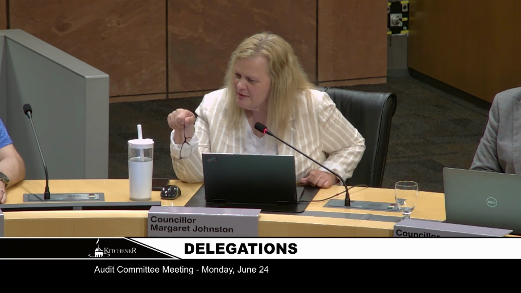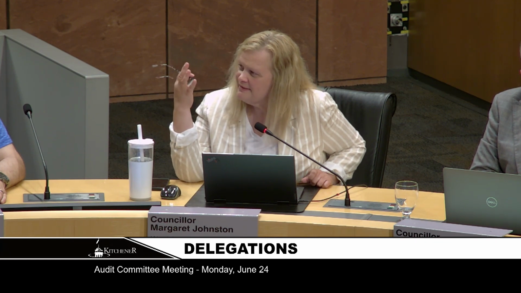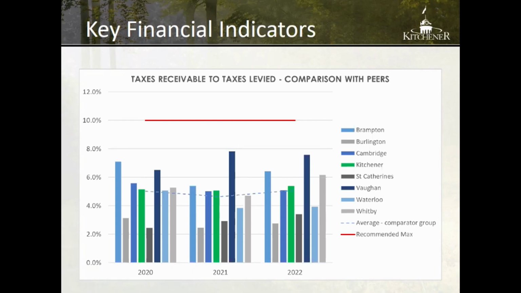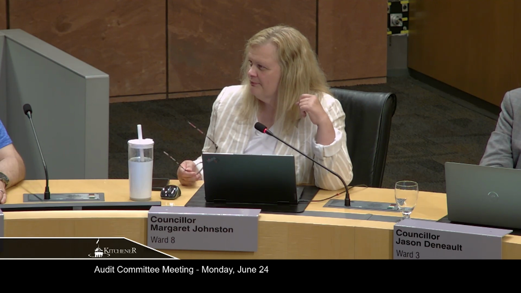No, that's not what's on the other bar. It would be interesting to know if there's a correlation between tax increases and then what's actually received in other municipalities, but I don't know that you would have that information.